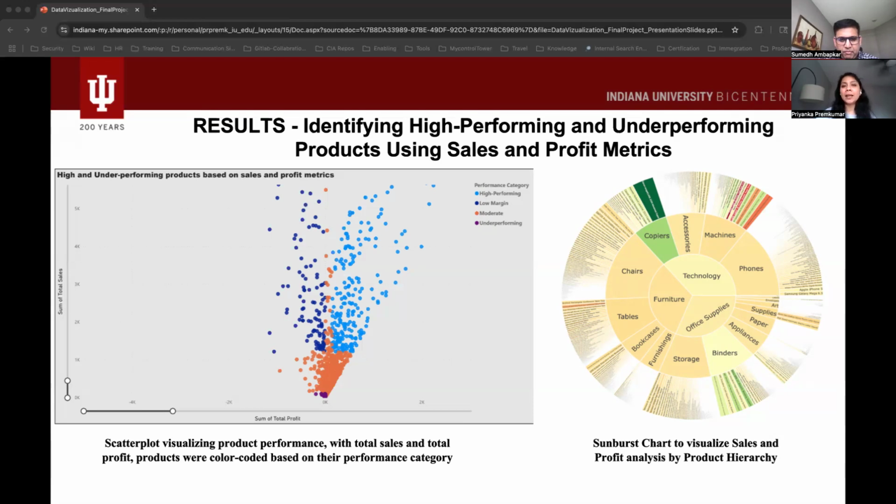High performers like the Canon copier and the Fellowes binding machine showed strong sales and profit, while underperformers like the bookcases and desk accessories had low sales. Low margin items revealed risk hidden behind high revenue. The sunburst chart in Figure 2 further broke down the product performance hierarchically. These insights help guide decisions in pricing, marketing, and inventory, enabling smarter portfolio management and profitability improvement.